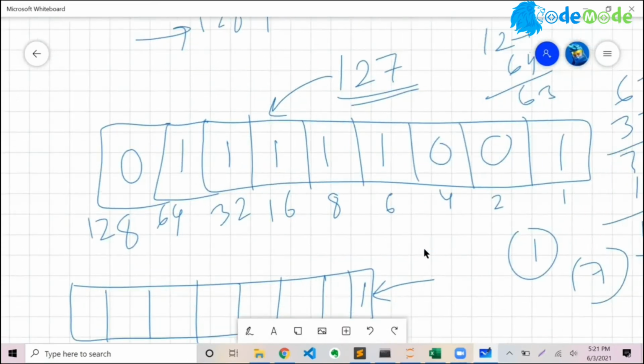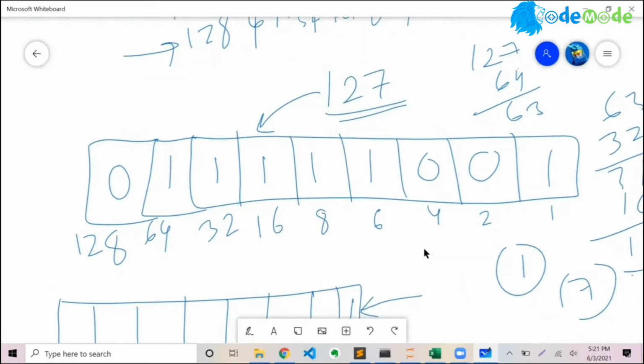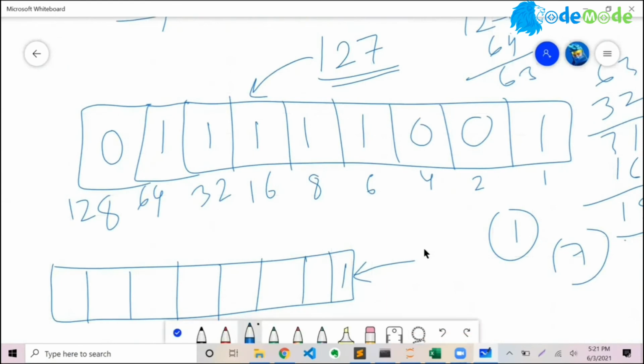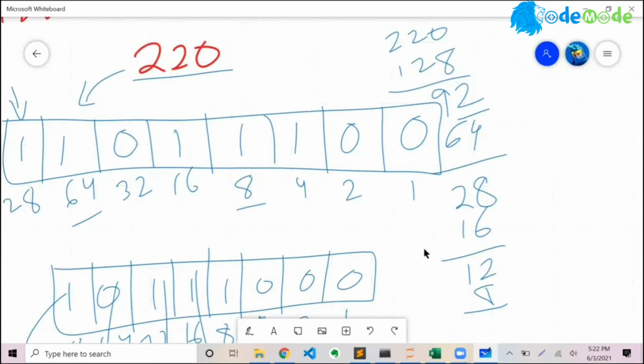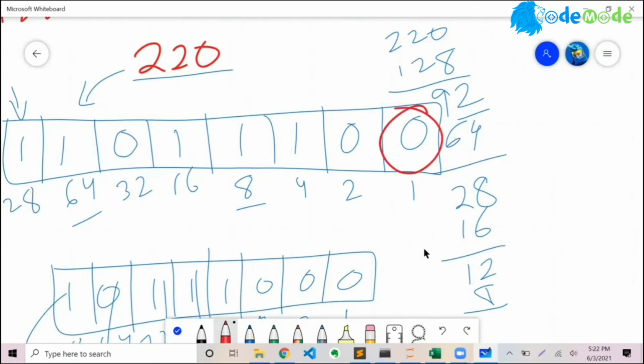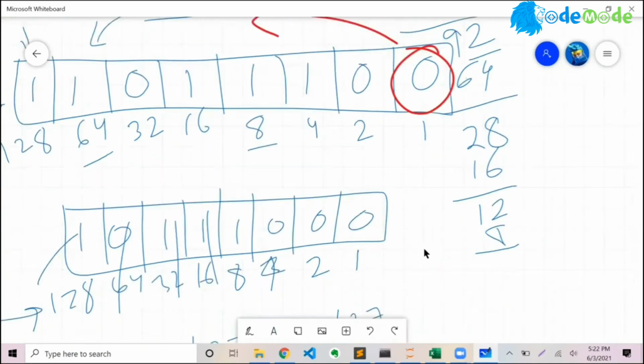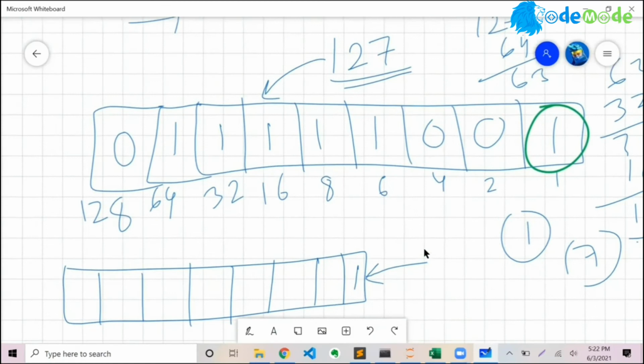You see the number 127, we wrote it here. You see, it was 1 at the end. If you go back, the number we took here was 220. If you notice in 220, this last digit was 0. So looking at the binary value, if the last value is 0, it definitely ends up an even number. If the last value is 1, it will be an odd number.